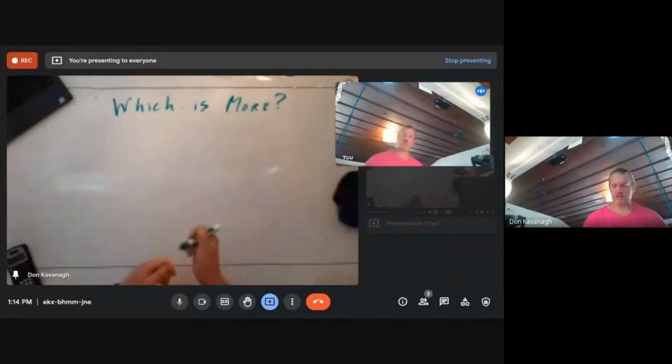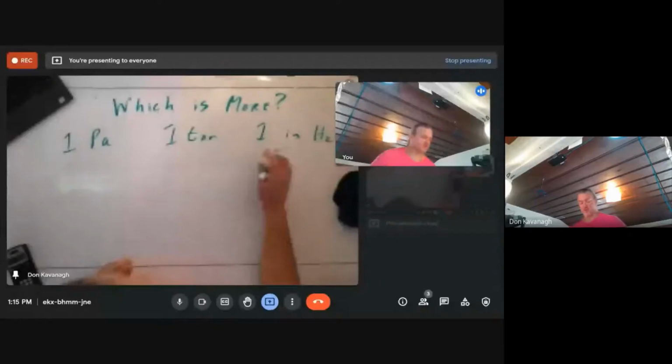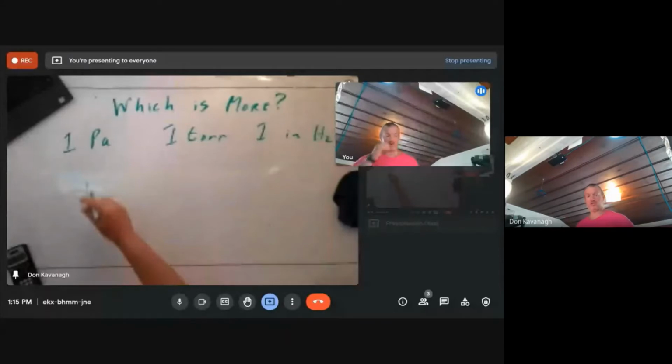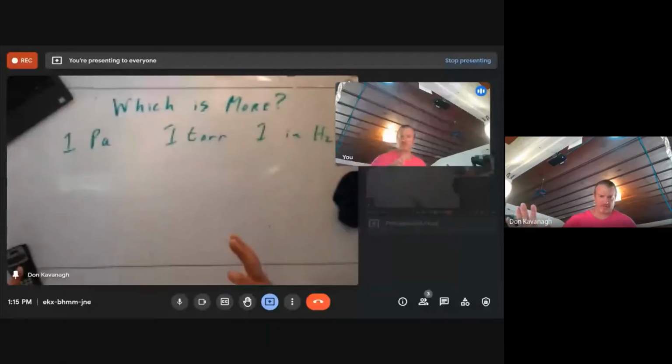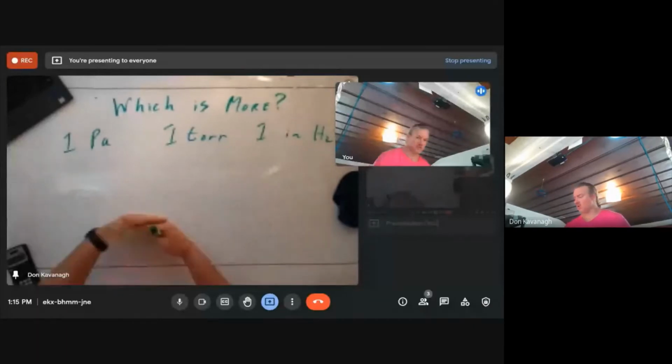So if we have 1 Pascal, 1 torr, or 1 inch of water. Now, as interesting as these units sound, let's just state right now that they are all units of pressure, and they're all used to measure the pressure of a gas expanding against something, or even mechanical pressure. Pounds per square inch is also a unit of pressure. So which of these is the largest value or the greatest change in pressure? 1 Pascal, 1 torr, or 1 inch of water?